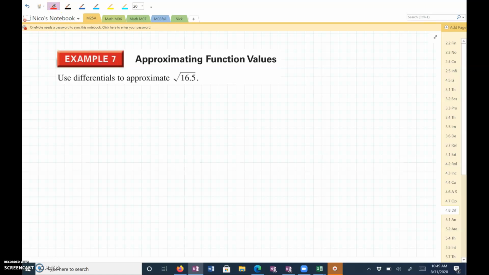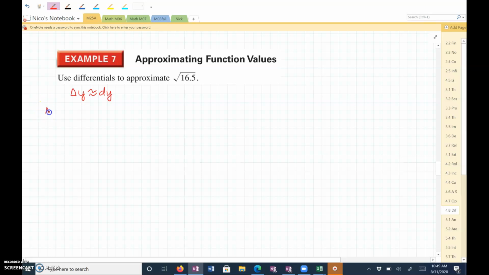Example 7. We're going to use differentials to approximate the square root of 16.5. So we're going to figure out the approximation of this radical without using a calculator. Okay, so we know that delta y is approximately dy, and the approximation is a better approximation as dx becomes smaller and smaller.